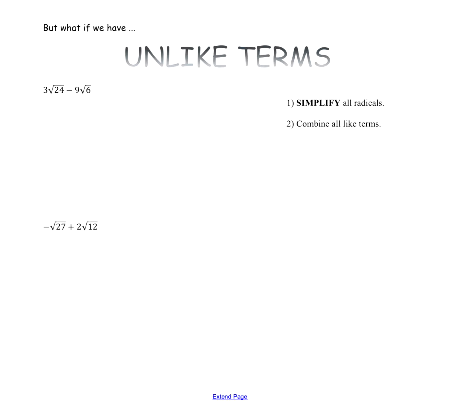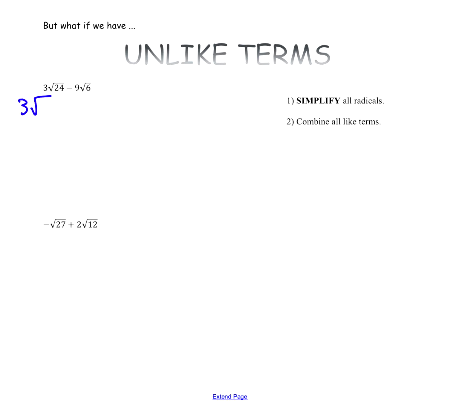So let's look at the first one. 3 square root of 24. Let's simplify that. The square root of 24, the highest perfect square that goes into 24 is 4. So that would be 3 square root of 4 square root of 6 minus 9 square root of 6. Continue to simplify that. 3 radical 4 is 2. We can't do anything with the square root of 6 minus 9 square root of 6.